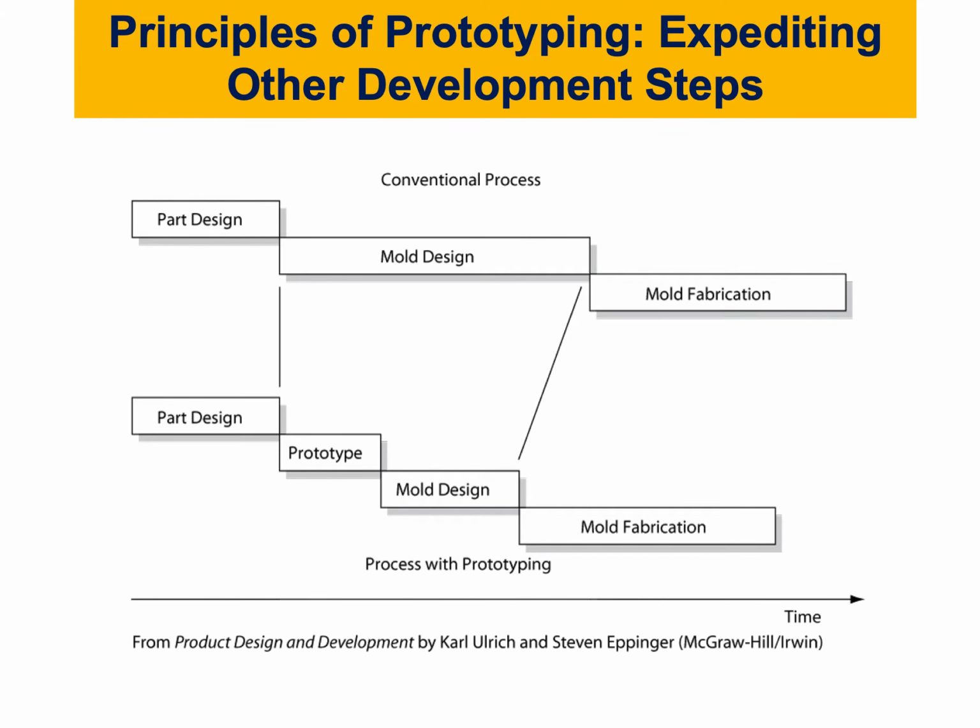Another principle we need to keep in mind is expediting other development steps. So let's say the addition of short prototyping phases may allow subsequent activity to be completed quickly, as opposed to not having a prototype. So you can say in this conventional process we have part design, mold design, and then mold fabrication. You can say part design, I can create a quick prototype, I can do mold design, and then I shorten the time to start the mold fabrication. If this is the case, then we go ahead and we create our prototype. If this is not the case, then we will probably not do this.